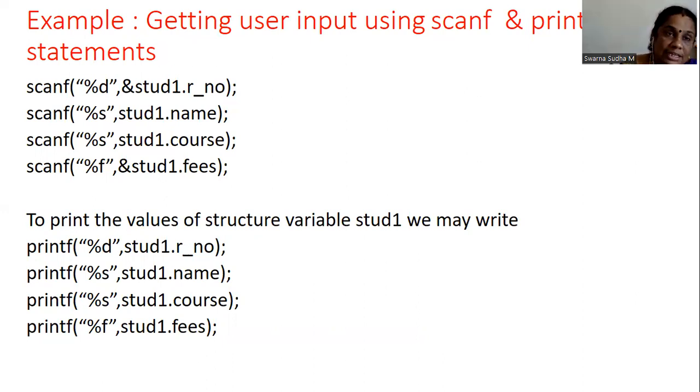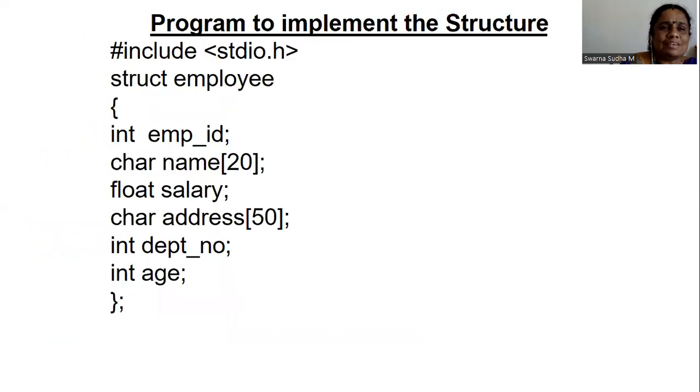When you are getting input from the user, again, you have to use a dot operator. When you are printing also, you have to use the dot operator. We'll see one example of a structure program. Okay. As we know, the program will start with hash include stdio.h. You have to create a structure by using the struct keyword. This is employees, the name of the structure. I have members like EMP-ID, name, salary, address, department number, and age. All these are the members of the structure.